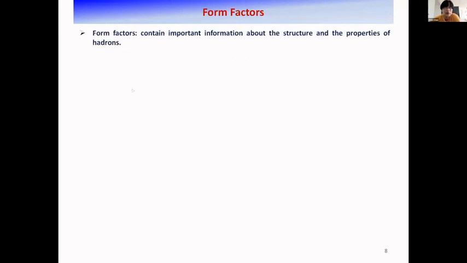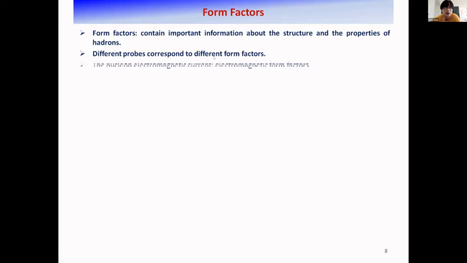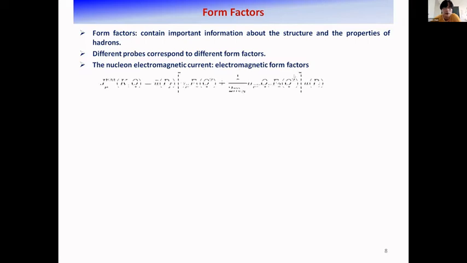Okay, let's turn to form factors. Why are we interested in form factors? Because they contain important information about the structure and the properties of hadrons. We know that different probes correspond to different form factors. For example, the nucleon electromagnetic current is described by the electromagnetic form factors. In this expression, F1 is the Dirac form factor and F2 is the Pauli form factor.